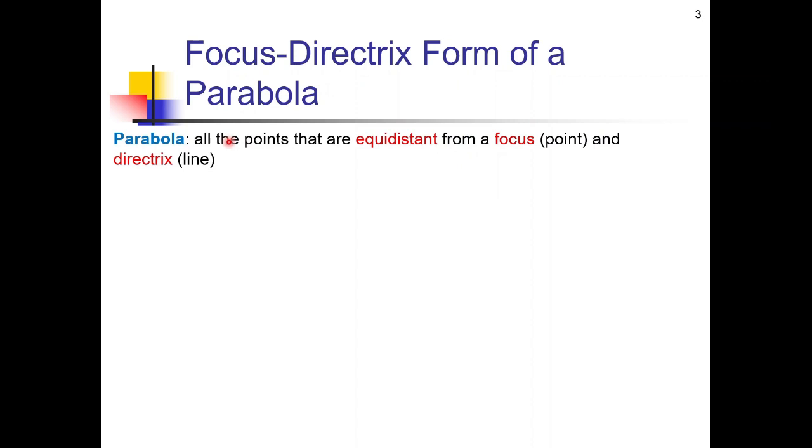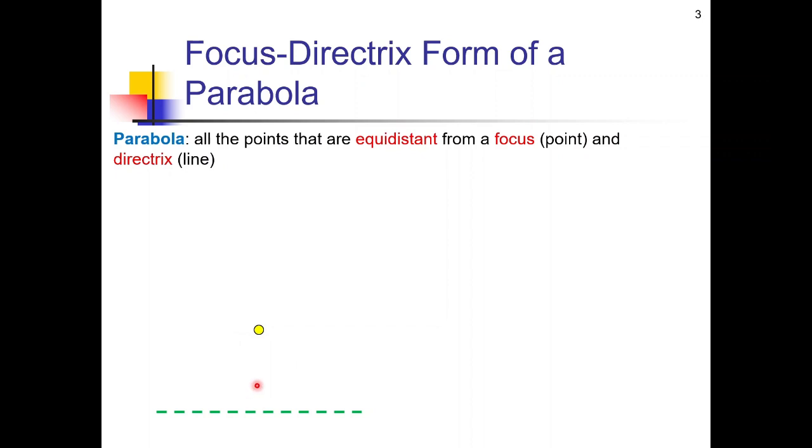In this worldview here, a parabola can be defined as all the points that are equidistant from a focus and a directrix. Now, what are all these things? Well, a focus is just a point, and a directrix is just a line, like this line here. And we're saying the parabola is all the points that are the same distance from this point and this line.